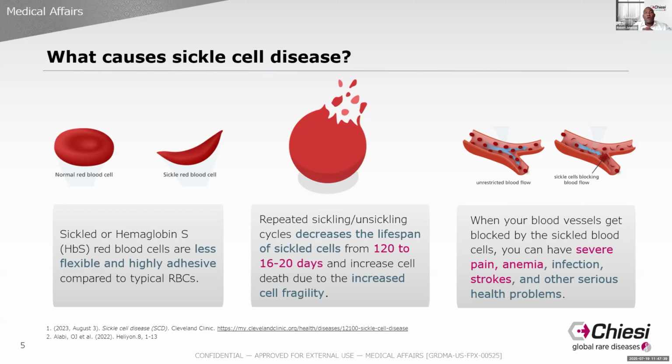Specifically, what can happen is, one, they're more fragile. So while a normal red blood cell has a lifespan of about 120 days, for sickle red blood cells that is significantly decreased to 16 to 20 days. That decrease causes anemia because now you are reducing the amount of actually circulating blood cells.